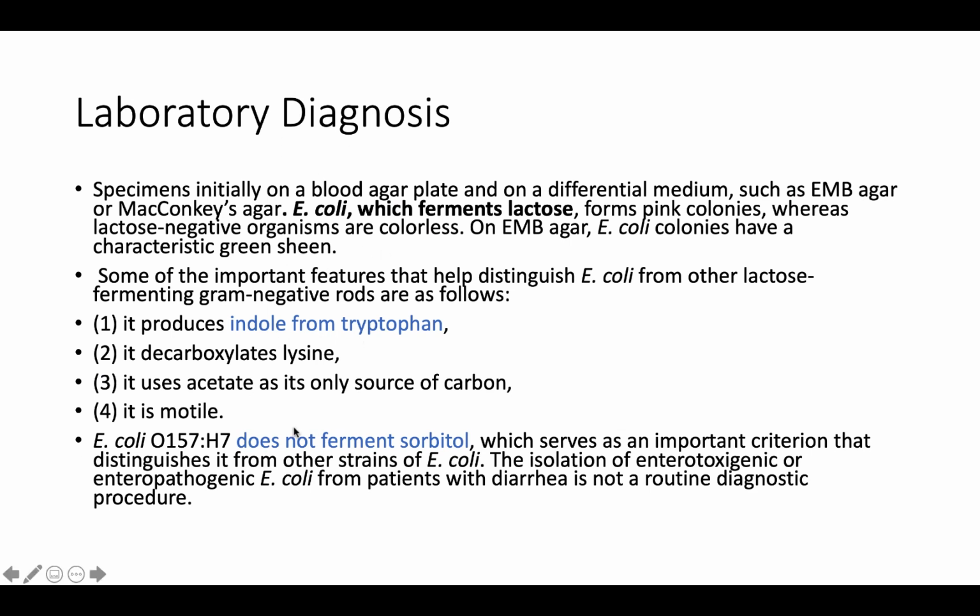It decarboxylates lysine. It uses acetate as the only source of carbon. It is motile. Other than motility, indole production and the other features are important for EHEC: it does not ferment sorbitol. This is something that can help in the diagnosis from other E. coli. So it follows all the other things that E. coli follow, but it does not ferment sorbitol.